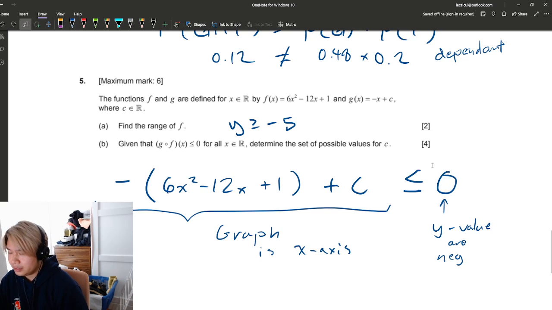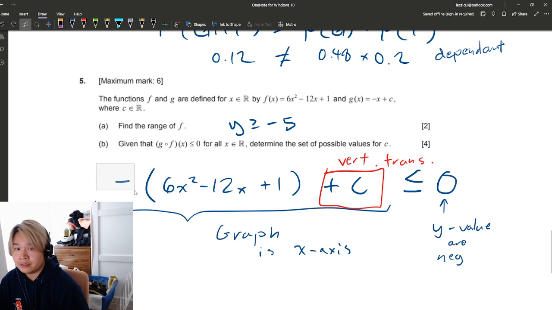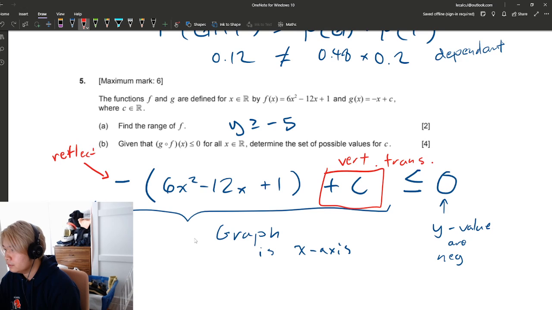So how are we going to do that? Notice the structure of this. This is going to be a vertical transformation, moving the graph up and down, a vertical translation. And we've also reflected, a vertical reflection of our original graph. There are two ways to do this. I'm doing the technical way first.